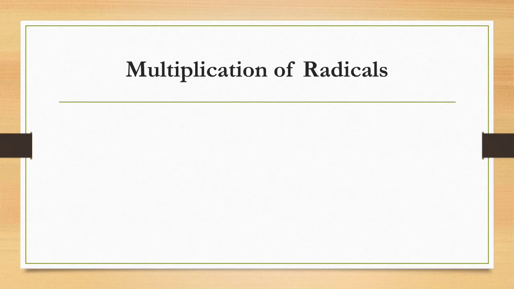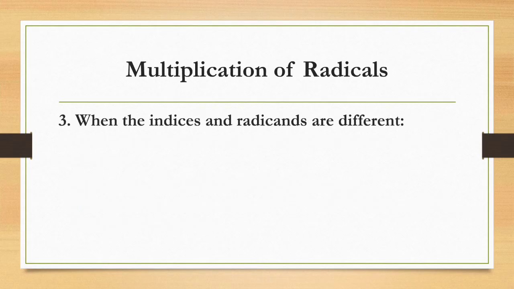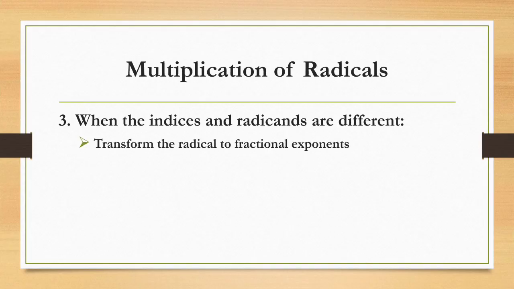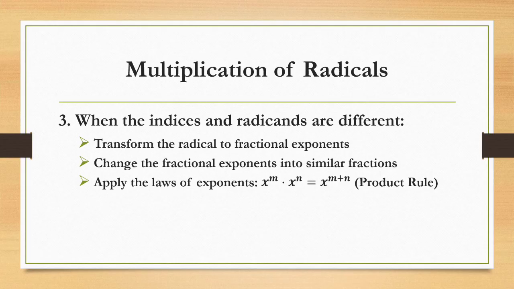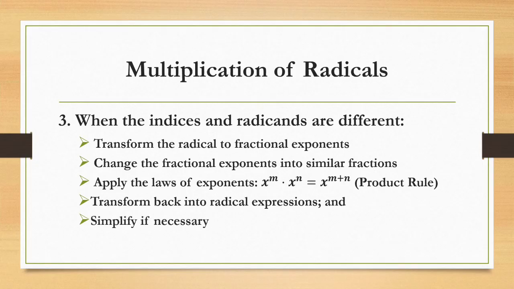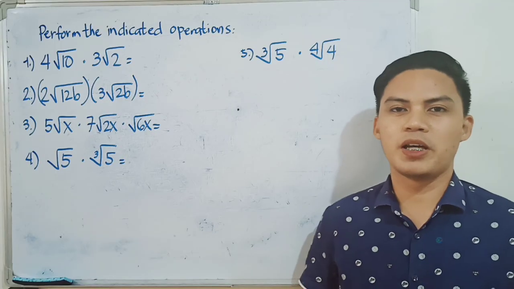And the last condition, when the indices and at the same time the radicands are different, we are going to transform the radical to fractional exponents, and at the same time, change the fractional exponents into similar fractions. Apply the laws of exponents, which is the product rule. Now, since they have the same denominator, then we can transform it back to radical expressions. And finally, simplify if necessary. Now, we have here some examples.